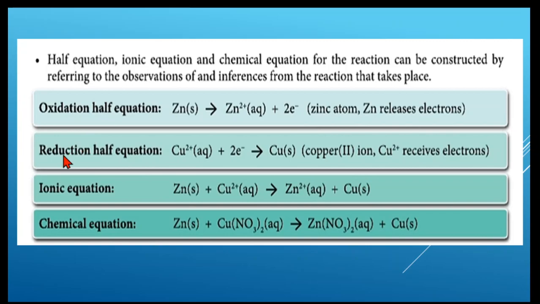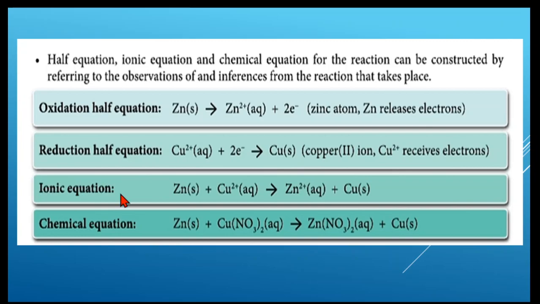Siapa yang mengalami reduction? Copper. Because copper dia receive electron. Okay, so this is the oxidation half equation. Zinc will release 2 electron, become zinc 2+ ion. Whereas the copper 2+ will receive the 2 electron, become copper. So dia jadi solid. So brown solid.